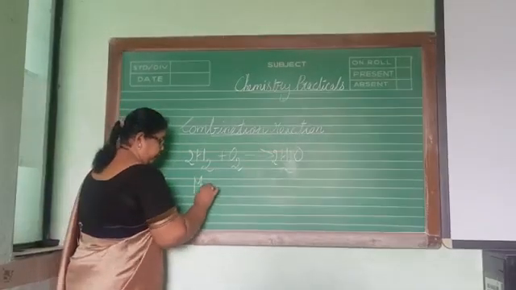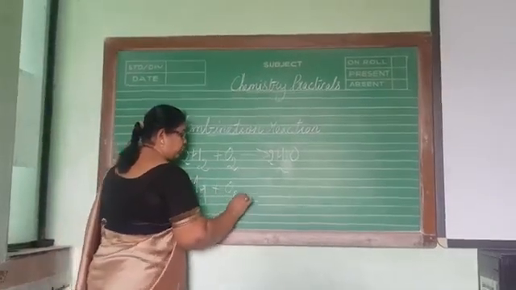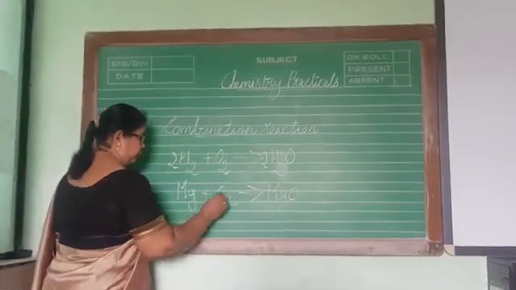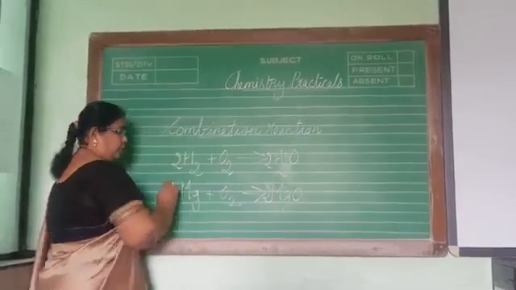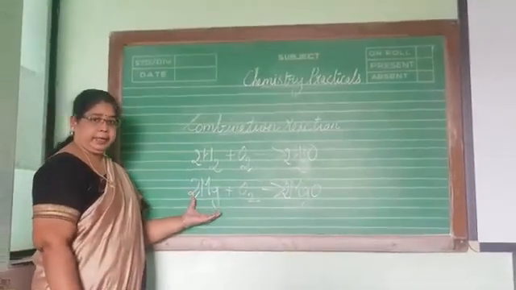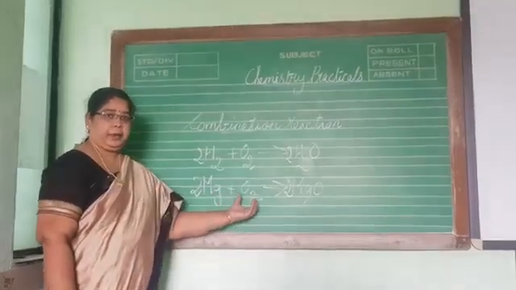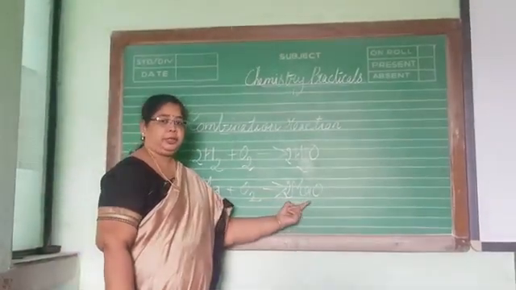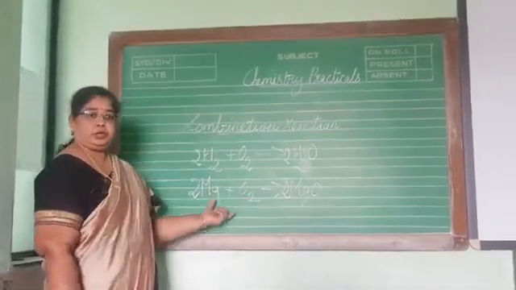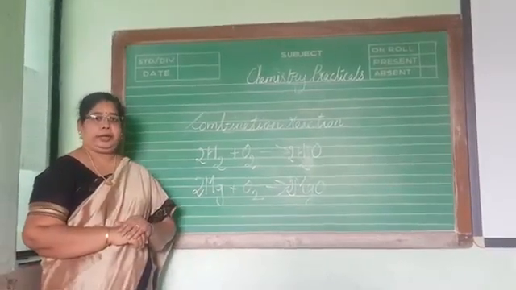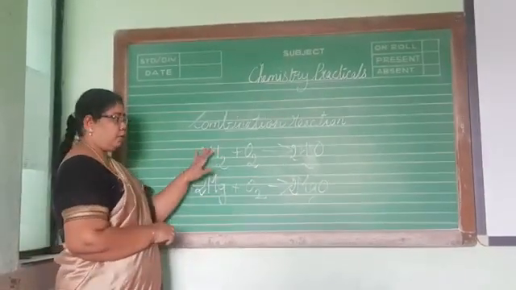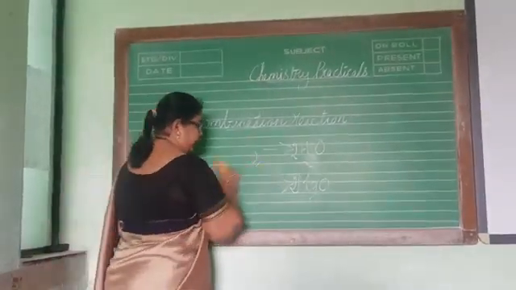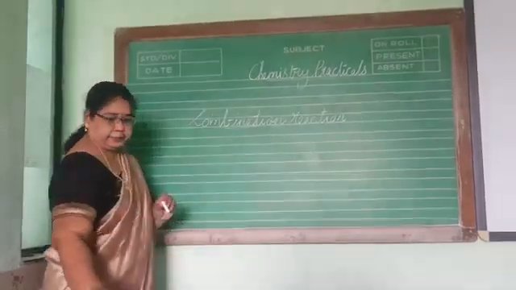One more example. Magnesium reacts with oxygen forming magnesium oxide. Magnesium is a reactant, it is a metal. When it is burnt, it combines with oxygen. So two reactants combining to form a single product, that is magnesium oxide, is also an example for combination reaction. But for practicals, we are not going to do this. We are going to do another example for practicals which you have to do in your journals.